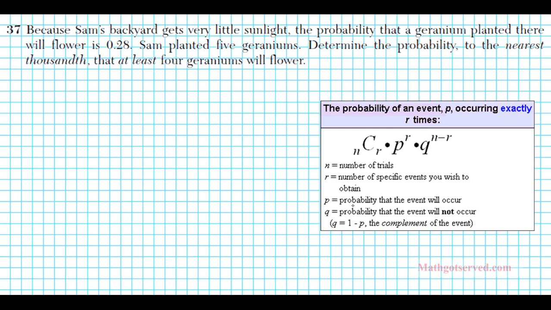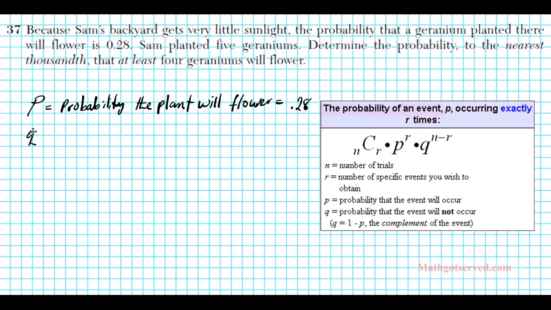So P is the probability that an event will occur. What event is occurring here? It is the flowering of the geraniums, okay? So P is basically the probability the plant will flower. Okay, and what is that probability? It's 0.28. That's the probability that a plant will flower.